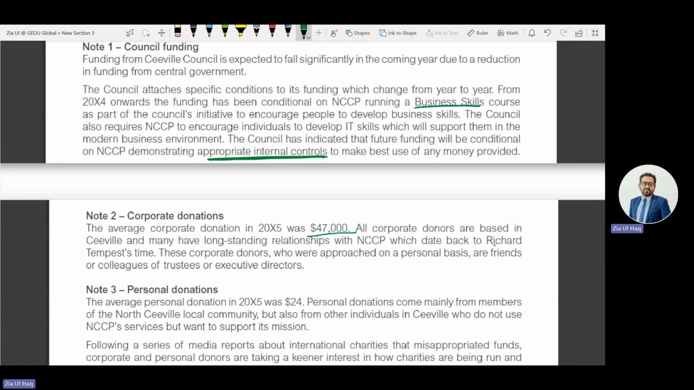All corporate donors are based in Seville and may have a long-standing relationship with the NCCP. They have a long-standing relationship with the company, which dates back to Richard Tempest Tuff. And they have had a relationship with the company from the early age of the company. These corporate donors were approached on a personal basis, are friends or colleagues of trustees or executive board members.